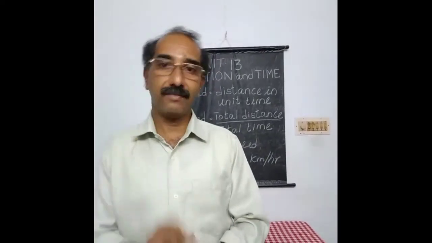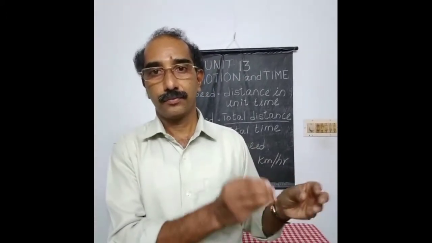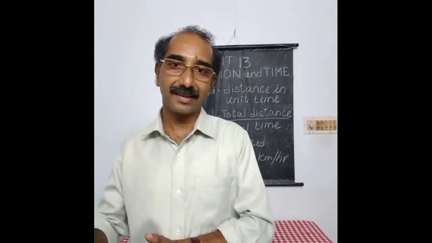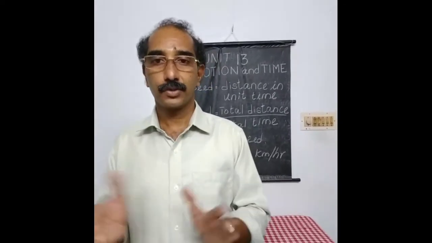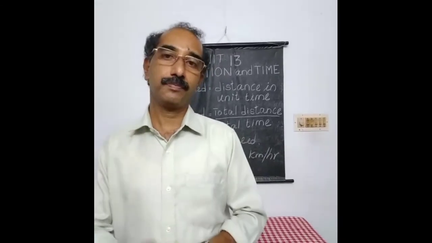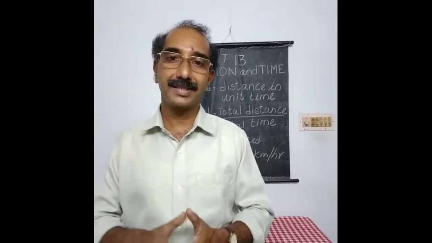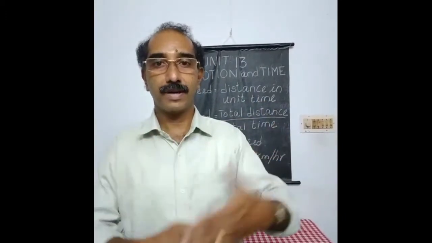So it is inconvenient for us to say, I have traveled the first hour at 40 km per hour, the second hour I traveled by bicycle at 10 km per hour, then I traveled at 5 km per hour. So to overcome this difficulty, we take what we call the average speed. Average speed means total distance covered divided by total time. So we get the average speed when we take the total distance by total time.